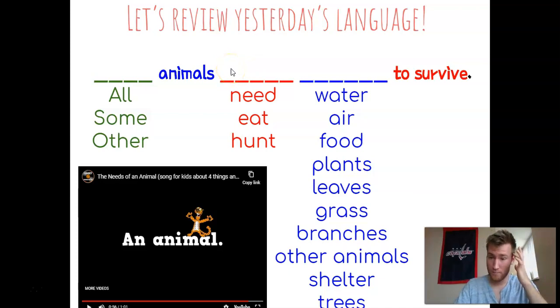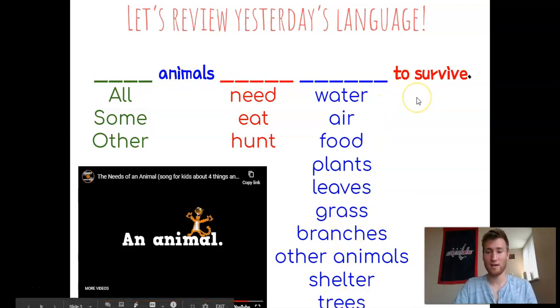Think of one at home. You have 5 seconds to say it to yourself. Awesome. Maybe someone talked about shelter. All animals need shelter to survive. Let's jump in and look at the language for today.